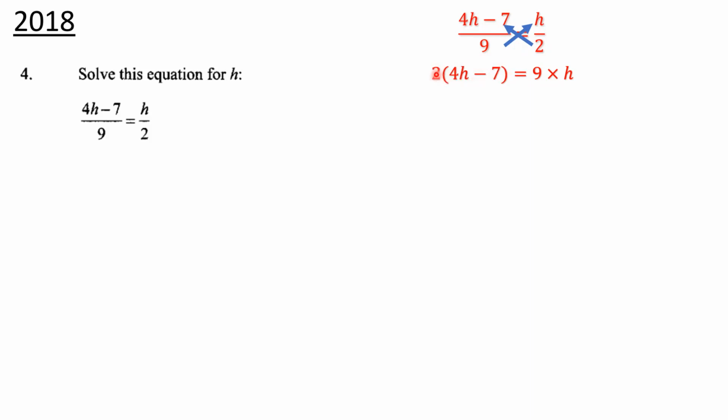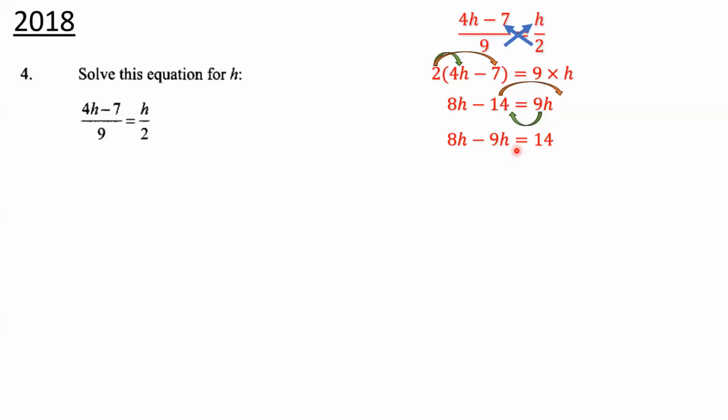So we're going to distribute 2 times 4h and 2 times 7. 2 times 4h is definitely 8h, and 2 times 7 is definitely 14. Multiply the 9 by the h, we get 9h. Next, we're going to send the negative 14 over the equal sign, and we're going to send the 9h over the equal sign as well. The negative 14 was negative, so when we send it over, it becomes a positive. And 9h is positive, so when we send it over, it becomes a negative. So what we have is 8h minus 9h is equal to positive 14.